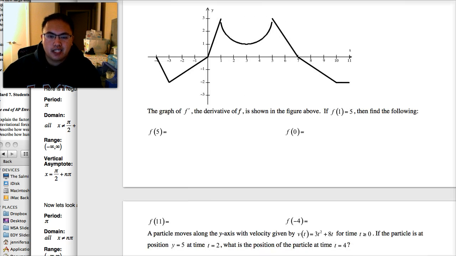So we did a whole bunch of practice yesterday, but here's a graph, and it says the graph of f prime, or the derivative of f, is shown in the figure above. If f of 1 equals 5, then find the following. And it says, let's do f of 5.